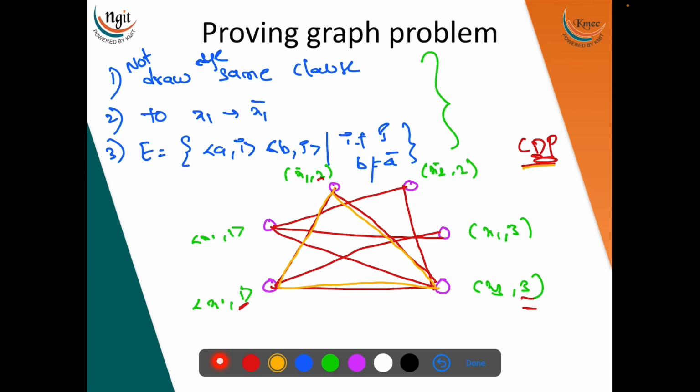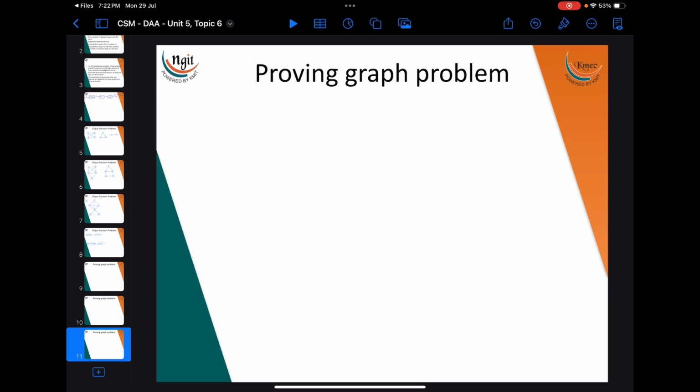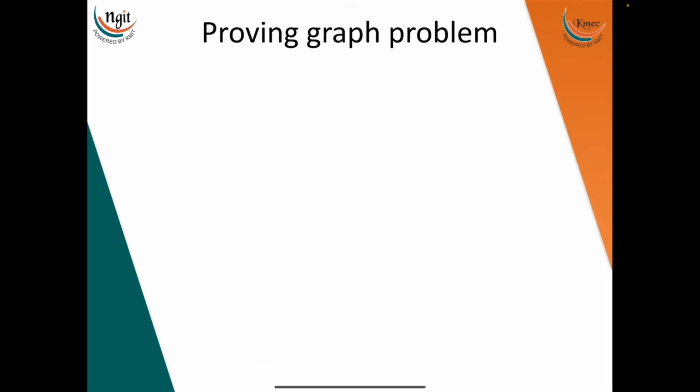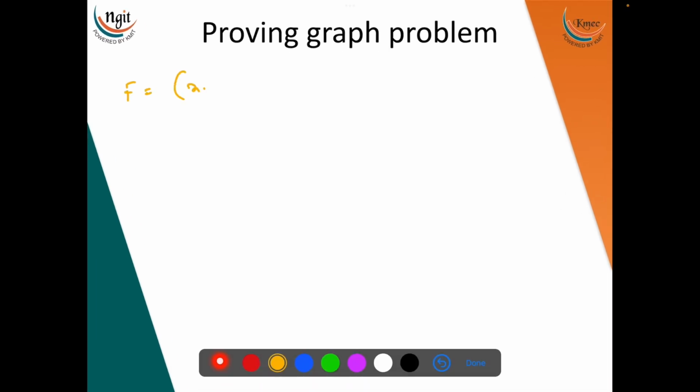Now you can say that CDP belongs to NP hard, because you have proven that satisfiability is NP hard, and you reduced that to CDP. Hence, now you can also say this. Now F is equal to, what is your conjunctive formula? X1 or X2, X1 bar or X2 bar, X1 or X3. Now what are the values of these?